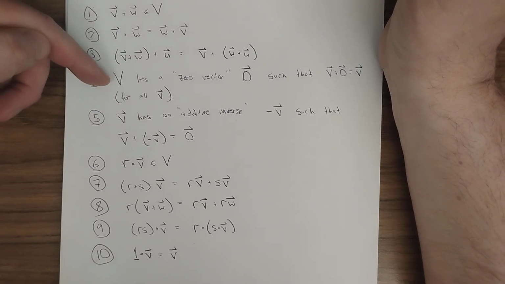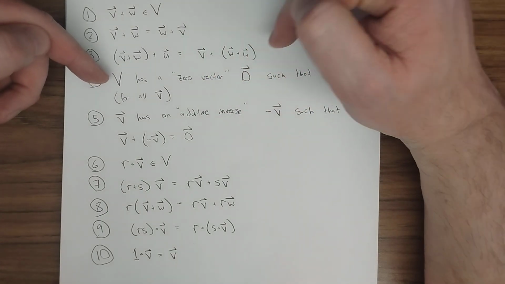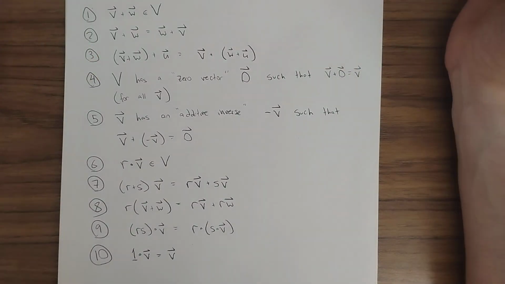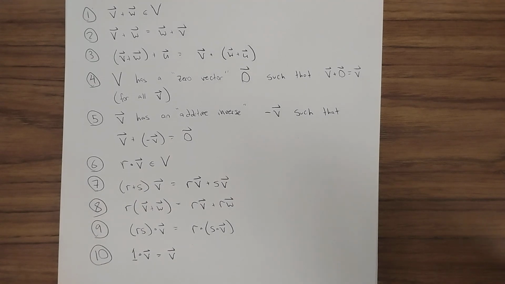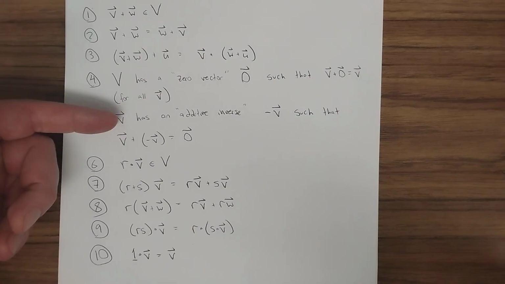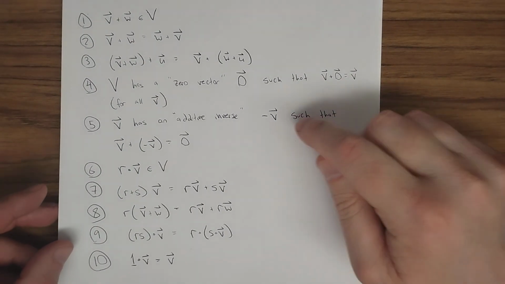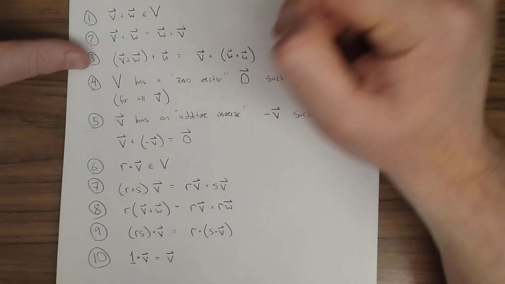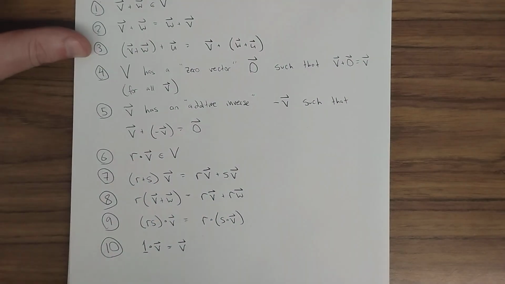There is supposed to be a special vector that we call the zero vector, and it's supposed to have the property that if I add it to any other vector, I just get itself. So V plus 0 equals V, no matter what V is. I am supposed to have, for any vector V, an additive inverse that we call negative V. And the property it's supposed to have is that if I take a vector plus its additive inverse, I get the zero vector.